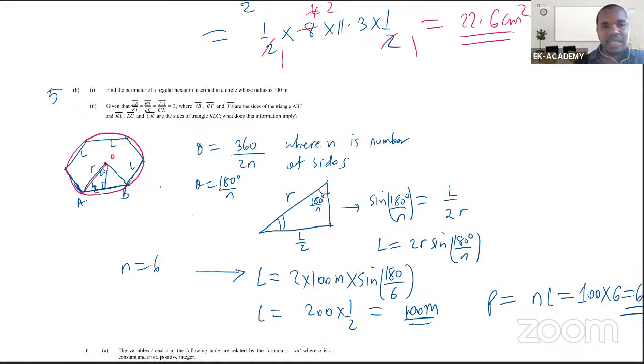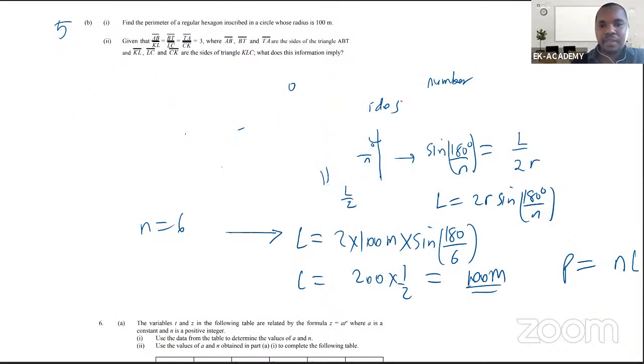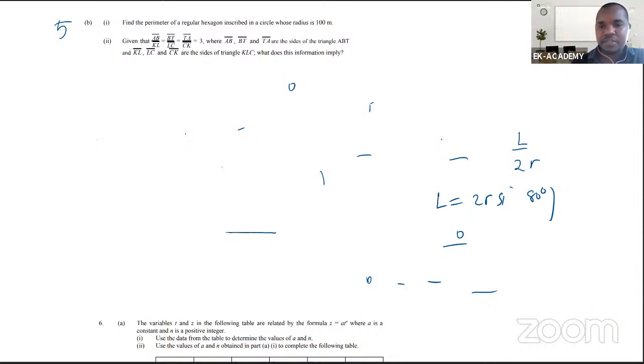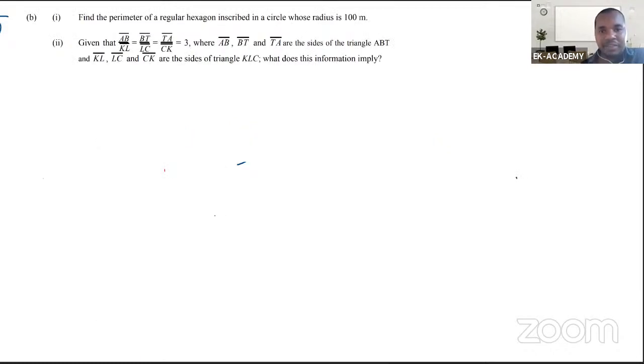We go to B now. In B, we were given 2 triangles with some descriptions, as you can see here. We're supposed to determine what that information implies. So we were given 2 triangles. Now this is part 2.